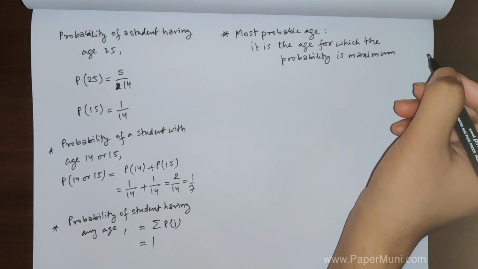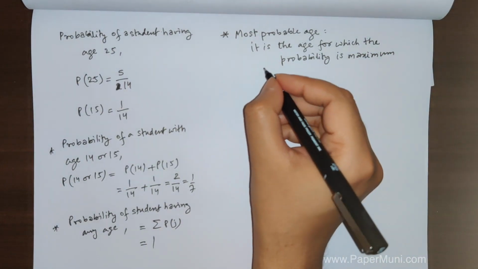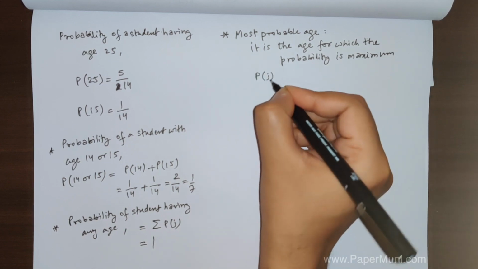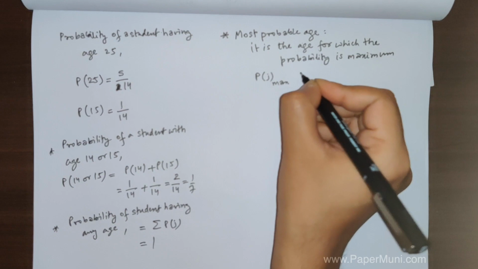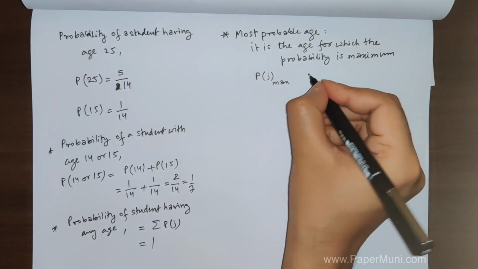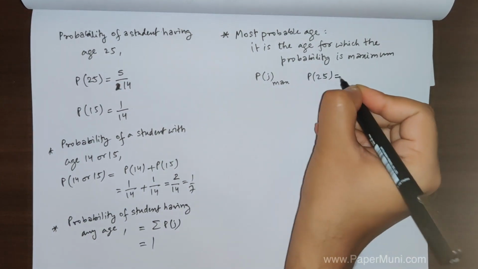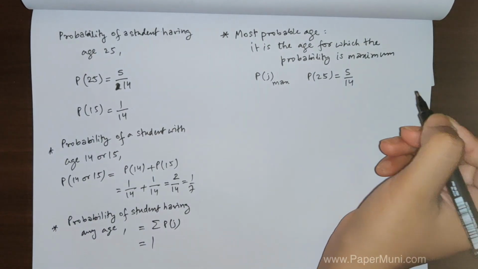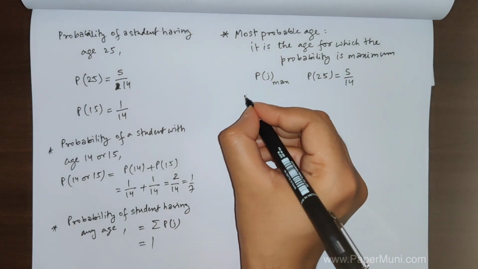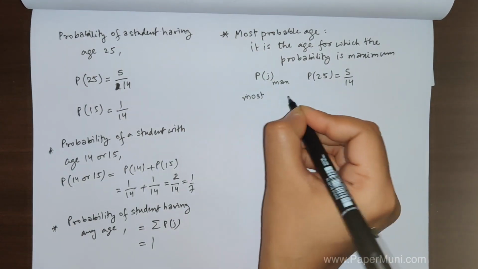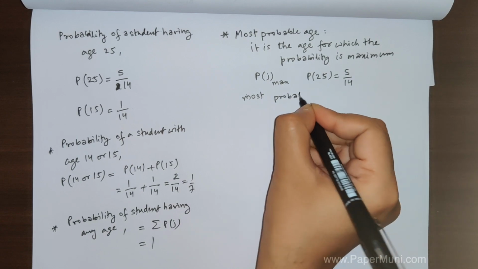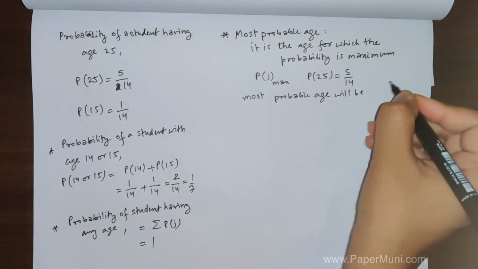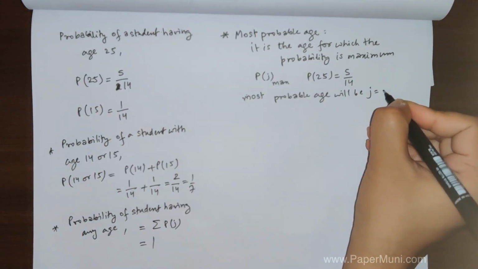Alright, so in this case, maximum probability is for which age? Maximum comes for this thing, like P25 is 5 by 14. This is the maximum value. So the most probable age will be j equal to 25.